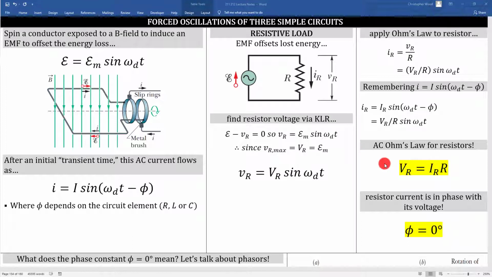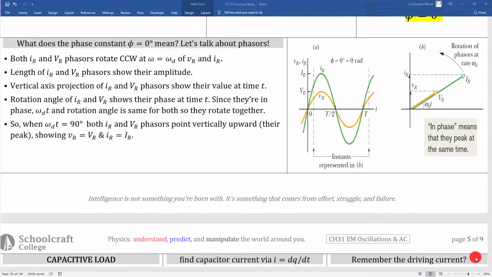Here's the alternating current form of Ohm's law for resistors, which looks pretty familiar. And here's the phase angle for a resistor's current versus its voltage. You can see the current going through a resistor is in phase, or perfectly synchronized, with the voltage drop across that resistor. This is where we introduce phasors, or phase vectors. This graph is showing the current flowing through a resistor and the voltage drop across the resistor. As mentioned, they're perfectly synchronized. They're in phase, or phi, the phase angle, equals 0.